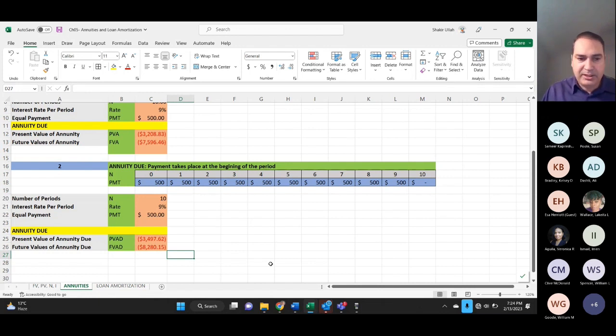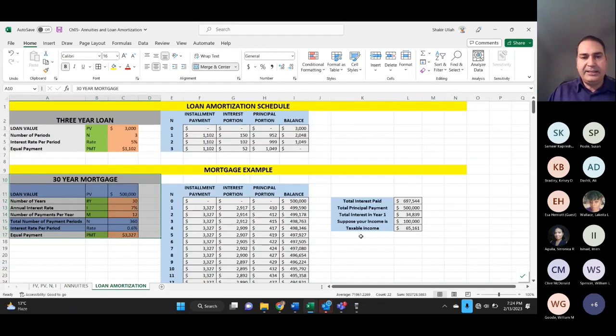Now, one more thing. All of this that we're doing today is also your chapter 5 homework. It's going to be a major chunk of your exam as well. So make sure that you understand the concepts. The last concept that we want to discuss is loan amortization.